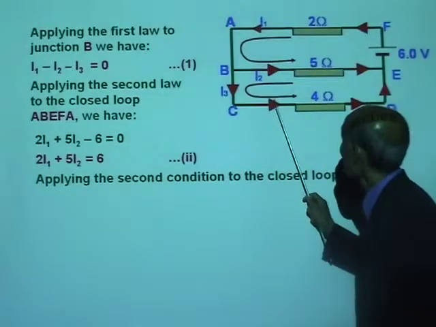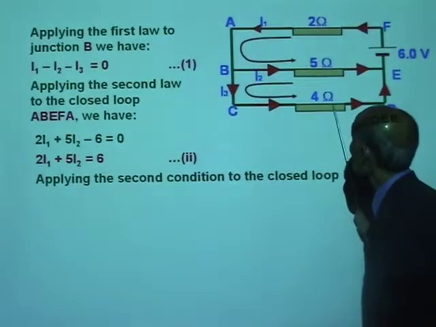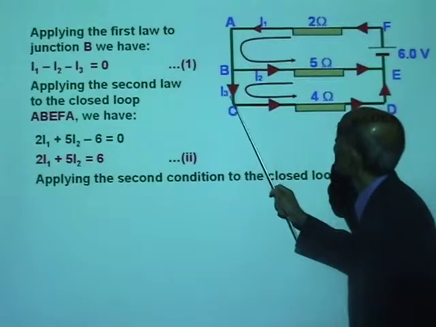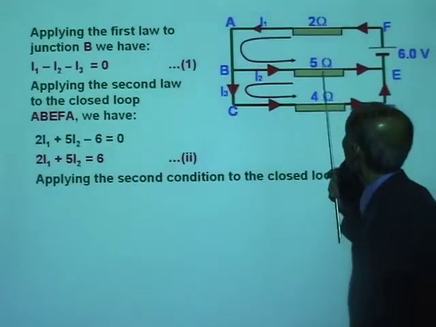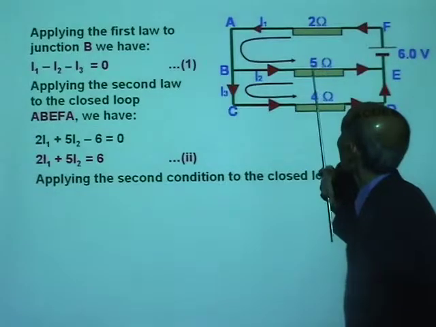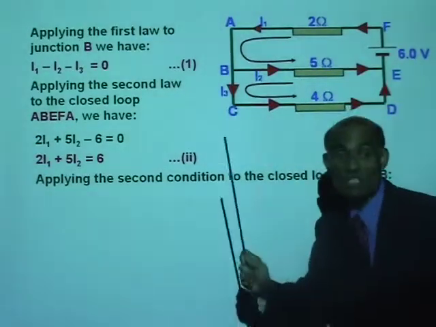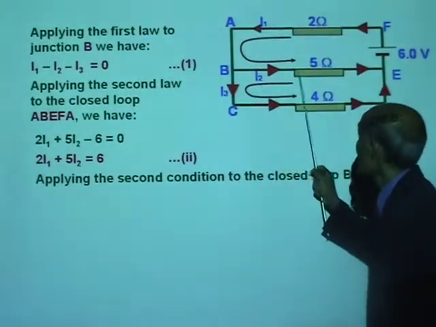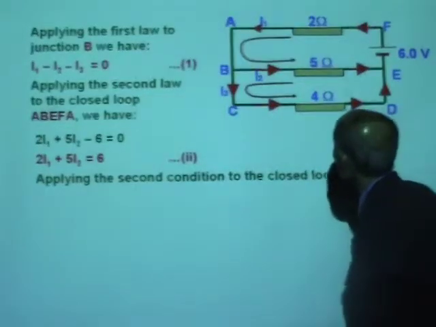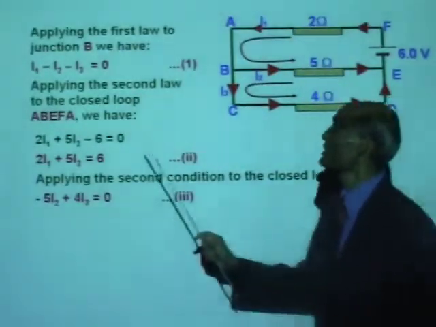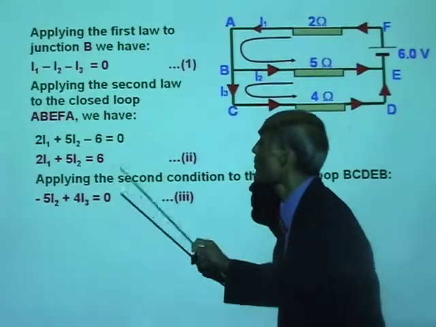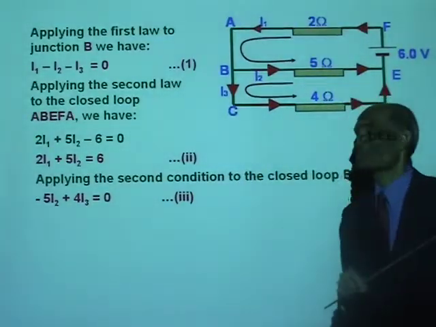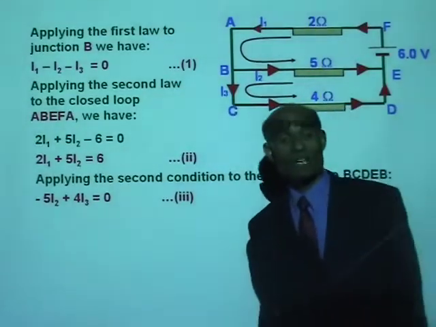The potential drop in the 4 ohm resistor is 4I3, that is positive. And the potential drop in the 5 ohm resistor is 5I2, that is negative, because the current I2 is flowing opposite to the direction of the loop. So we get negative 5I2 plus 4I3 equal to 0. We got now 3 equations.